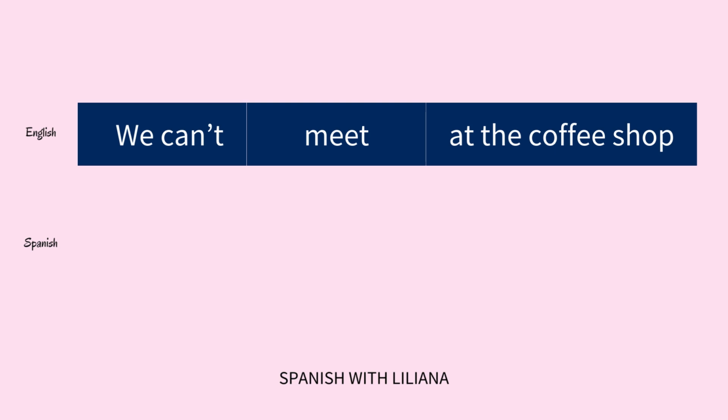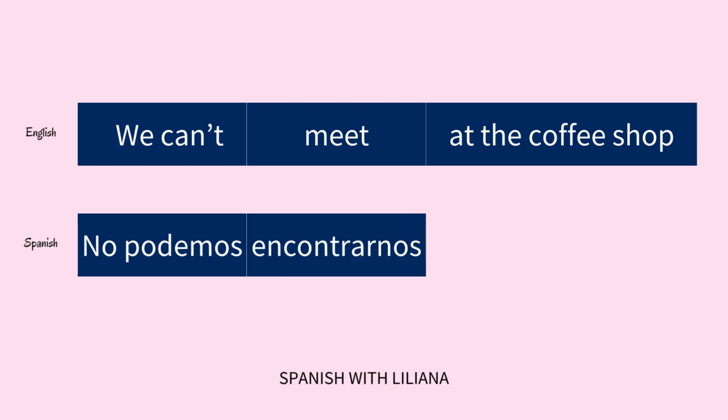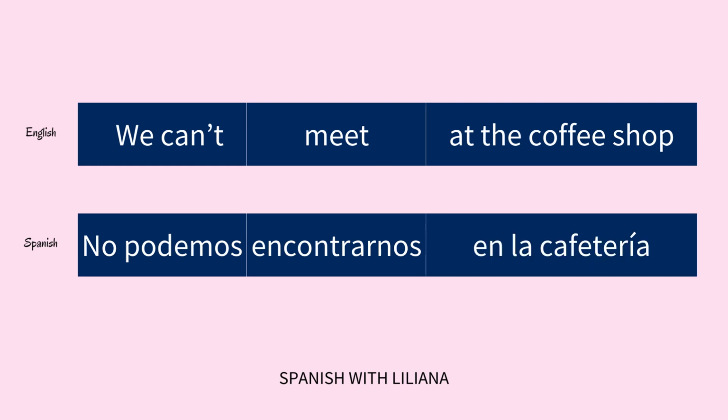And to turn it into a negative sentence, we can't meet at the coffee shop. How do we say we can't? No podemos. Meet, encontrarnos. En la cafetería. No podemos encontrarnos en la cafetería. And again, you can use the pronoun if you like. Nosotros no podemos encontrarnos en la cafetería.